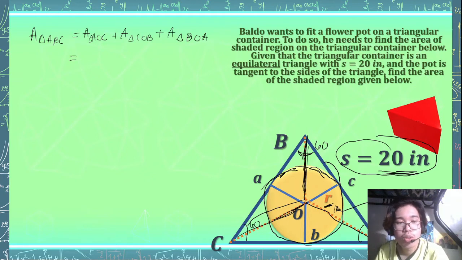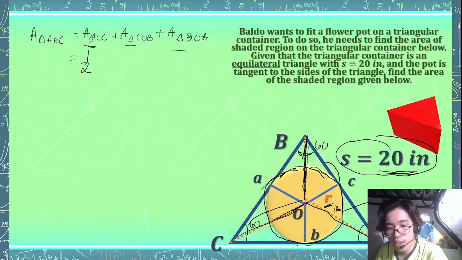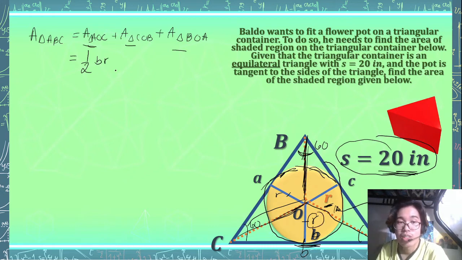And since we know that each of these are triangles, they all have a triangle formula for solving the area of the given triangles that we have here. So what's the area of triangle AOC? That's going to give us 1/2 base times height. We know that the base for this one is equal to small b, and the radius here is the same for all parts. Since this is the height, that's going to be R.